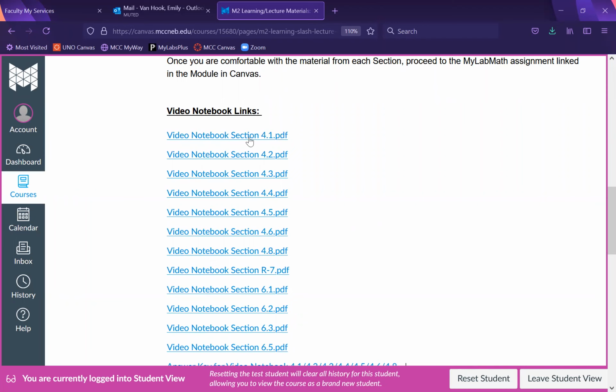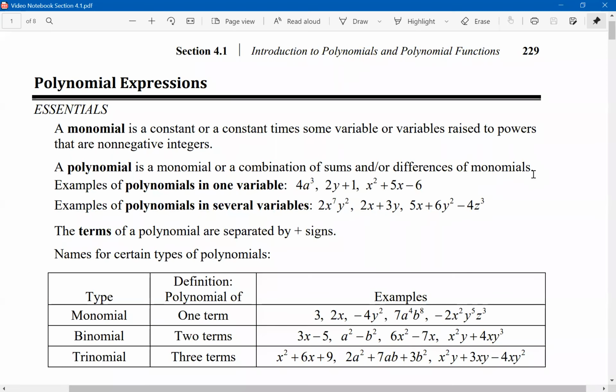Okay, so I already clicked on video notebook section 4.1 and I opened it in a different tab. So I'm gonna go back to that one. And then of course there's 4.2 as well. Starting with section 4.3, we will cover that one during our class time. But 4.1 and 4.2 are meant to be review. So the expectation is that you're doing the assignments on your own and doing any review on your own that you might need. Okay, so in section 4.1, we're doing an introduction to polynomials and polynomial functions.